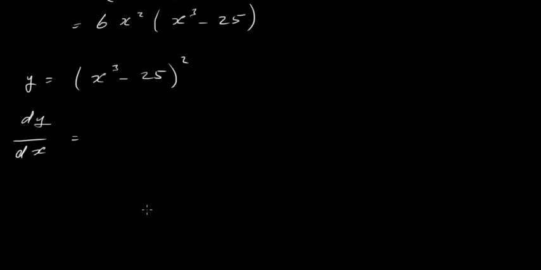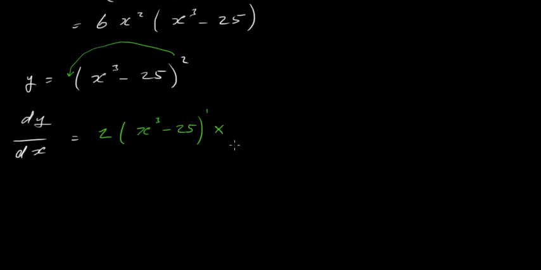An easy way to look at this is that what we are effectively doing is taking this as u squared and differentiating it. If you differentiate u squared, you get 2u. So in other words, take this 2 here, bring it down here. Do nothing with the bracket because it's u, if you like, so it's x cubed minus 25. Subtract 1 from 2 and you get 1.